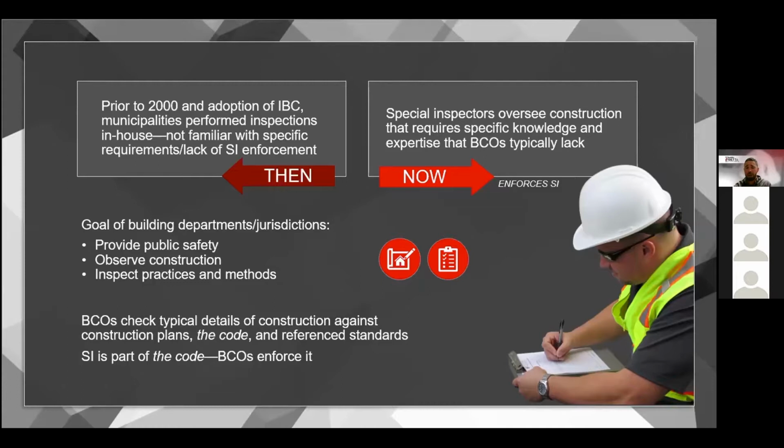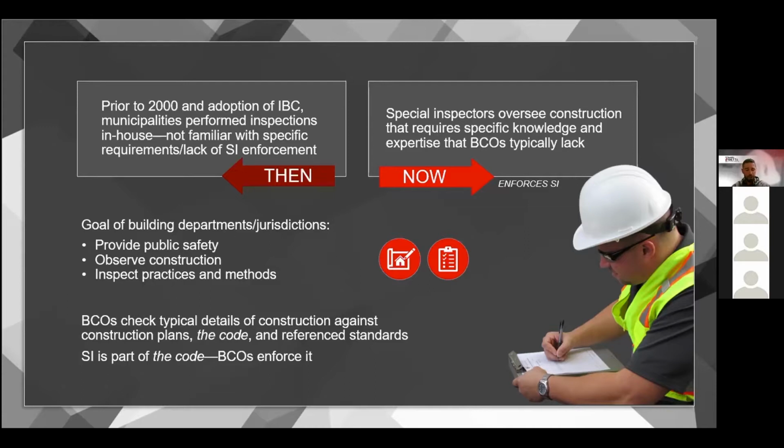Really, the building code official's job is providing public safety. They observe construction, they inspect practices. Building code officials check typical details of construction documents against the plans, the code and reference standards. The problem is that building code officials typically, I'm not going to say always, lack certain certifications and expertise, such as ACI certifications, ICCs, and most of the time they're not PEs or PGs. And quite frankly, it's really not their job.